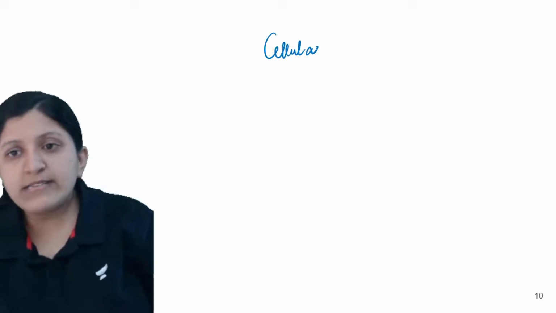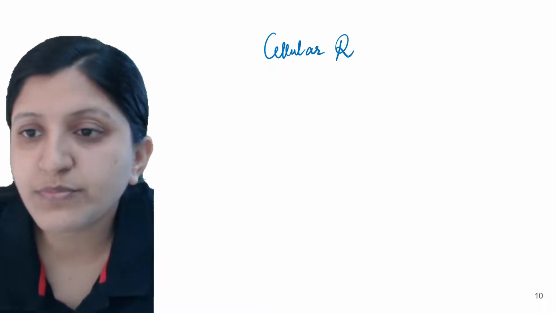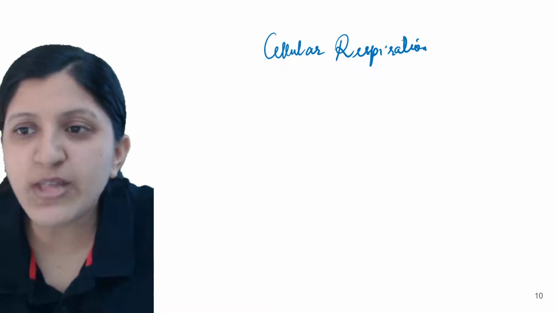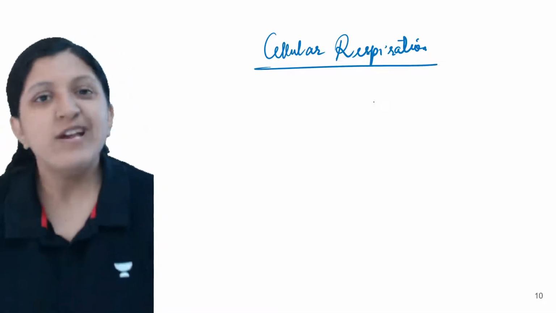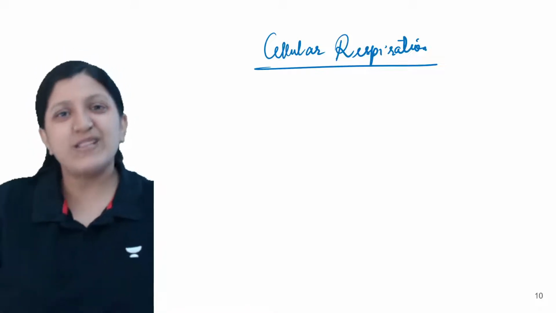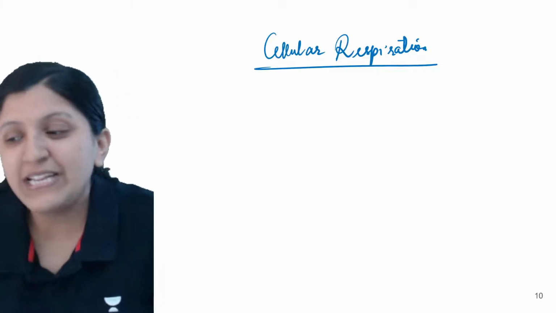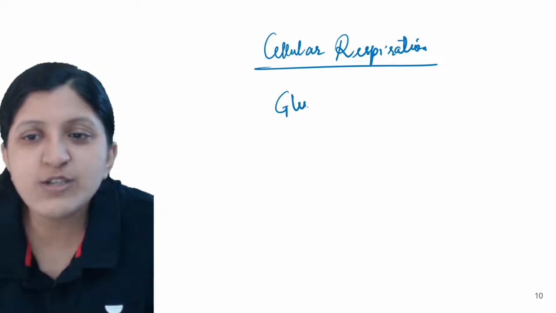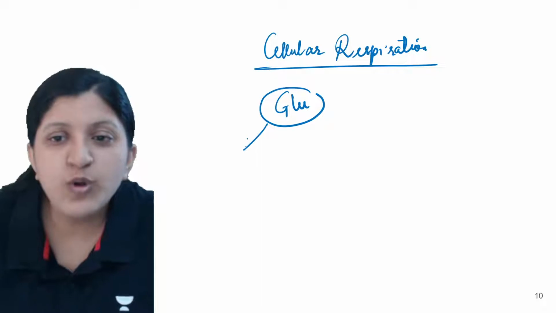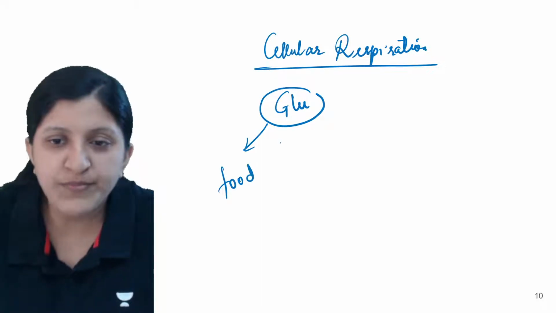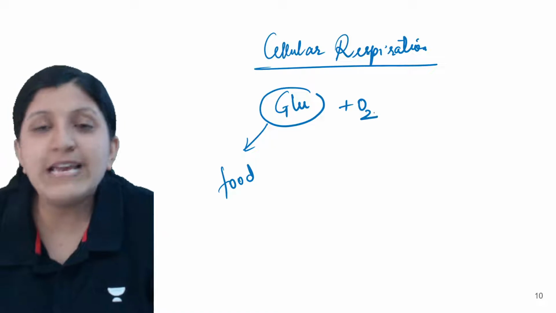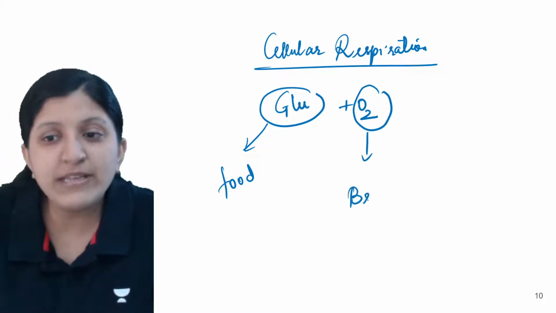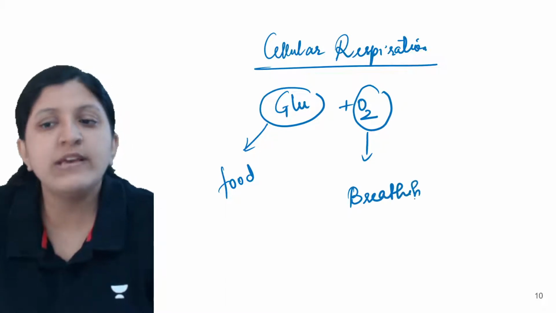So how exactly does cellular respiration occur? Cellular respiration is by oxidation of glucose. For that you first need to consume food, and that has to be degraded, so glucose is available. Where are you getting this glucose from? From the food. Now for oxidation of the glucose, where are you getting oxygen from? By breathing in and breathing out.